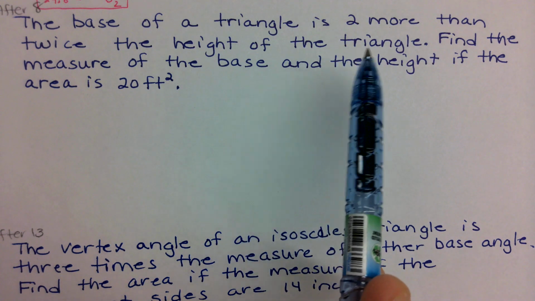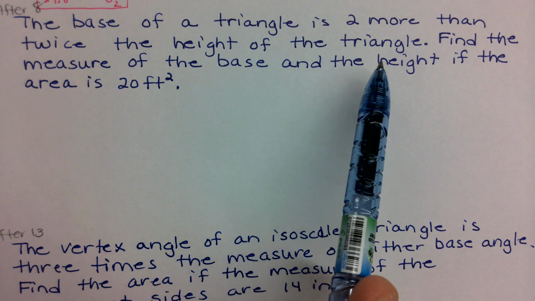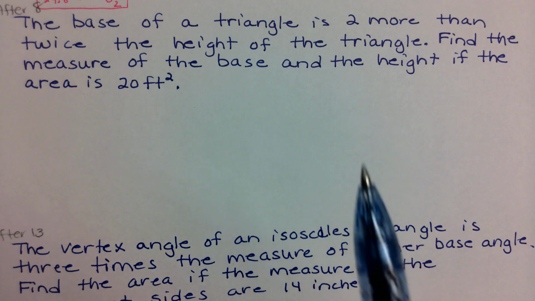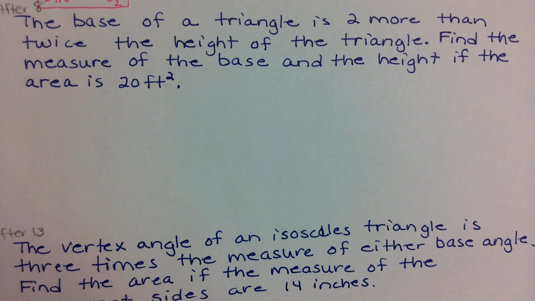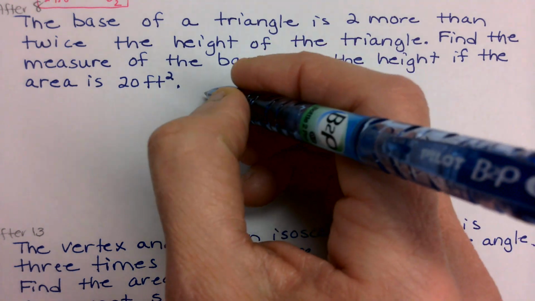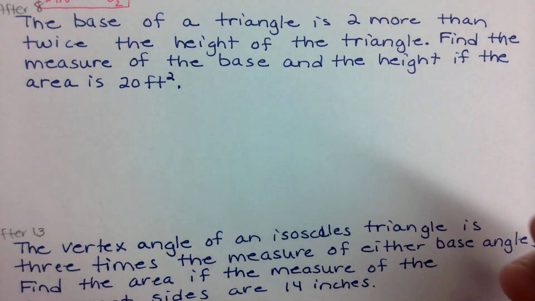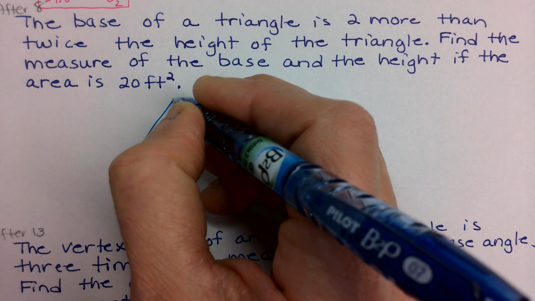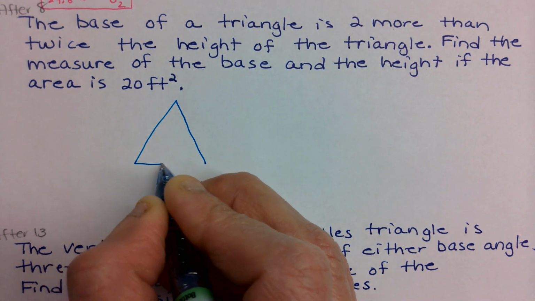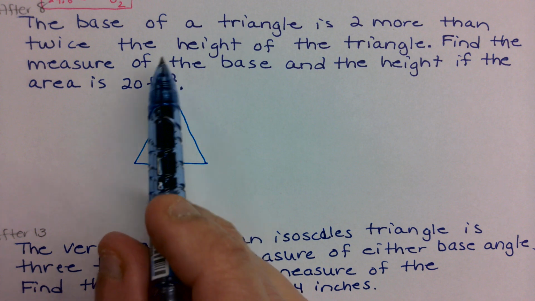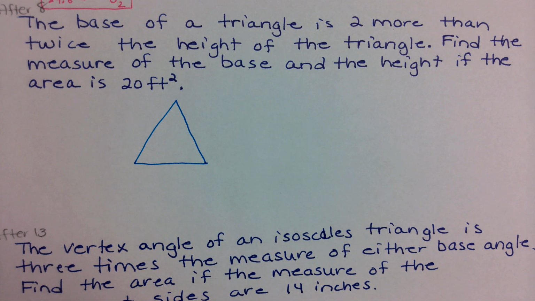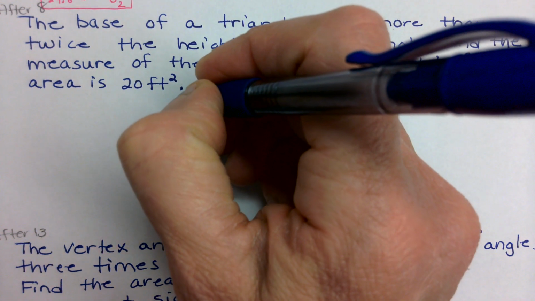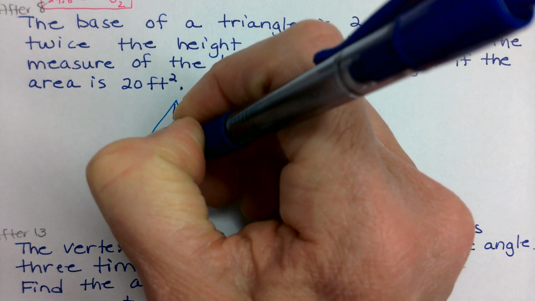All right. The base of a triangle is 2 more than twice the height. Find the measure of the base and the height if the area is 20. Well, that sounds like a joy. It doesn't even give us any of the sides. That's okay, we don't have to panic, people. Let's draw a triangle. The base of a triangle, so I'm going to use that as my base, is 2 more than twice the height. Okay, so I'm going to put the height in. That's my height.